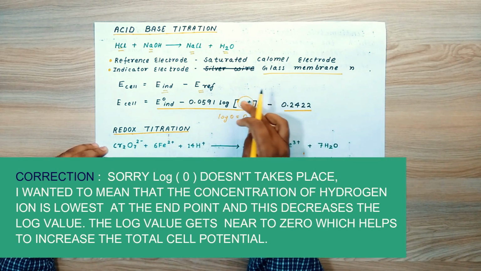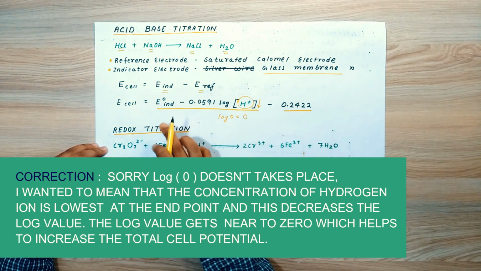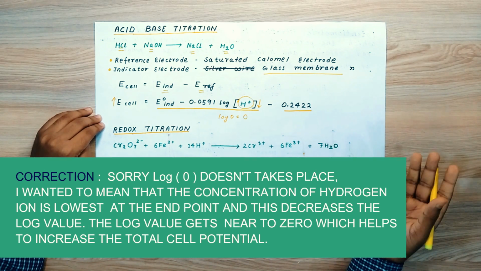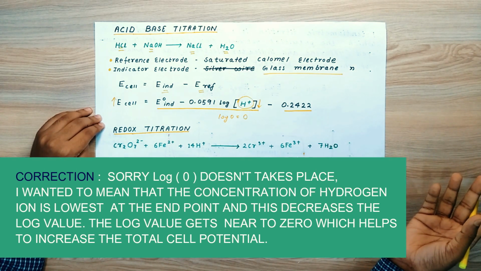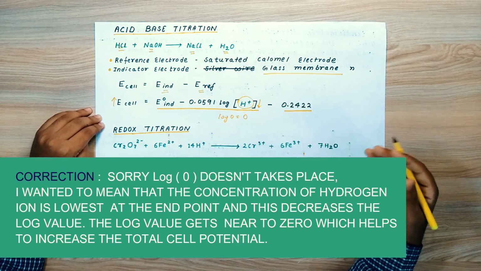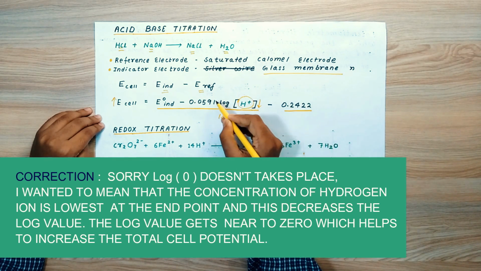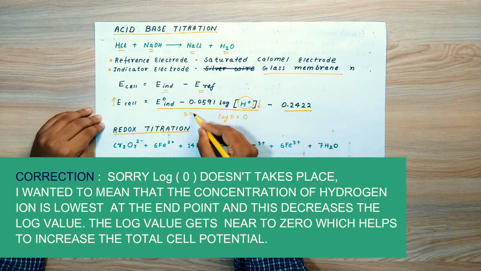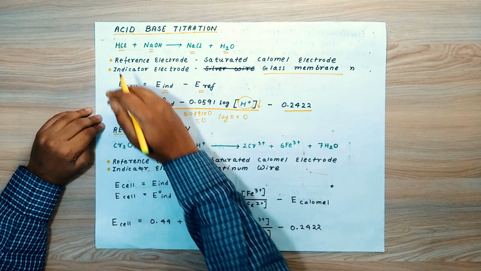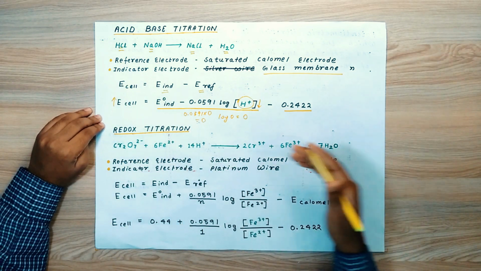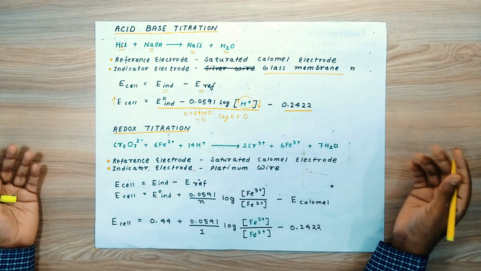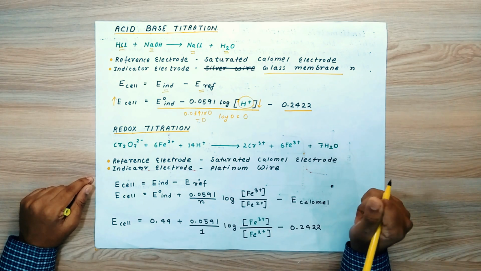You can see if this goes out, then there will be an increase in the total cell potential. So why is this going out? Because all of our hydrogen ions released by the HCl get converted to H2O at the endpoint. So the log of 0 hydrogen ion concentration will cancel out this total substance from our equation, and we will get an increase in the cell potential. So you can see an increase in the cell potential in the potentiometer during the titration, and that indicates our endpoint of the acid-base titration.